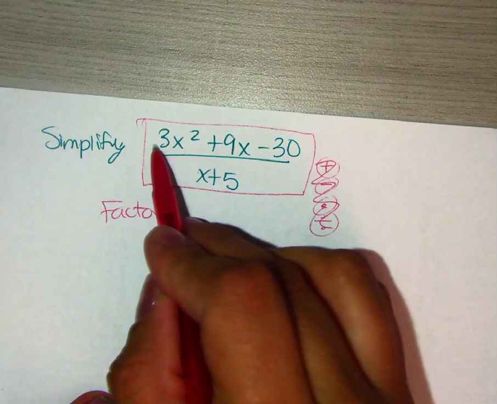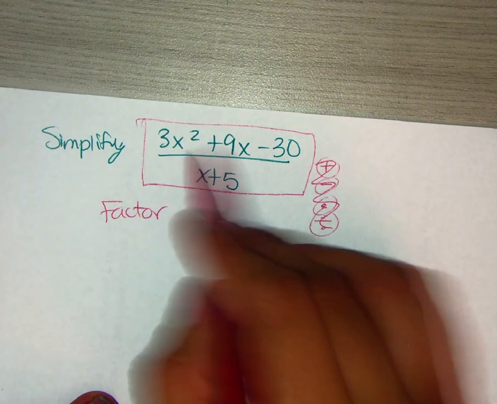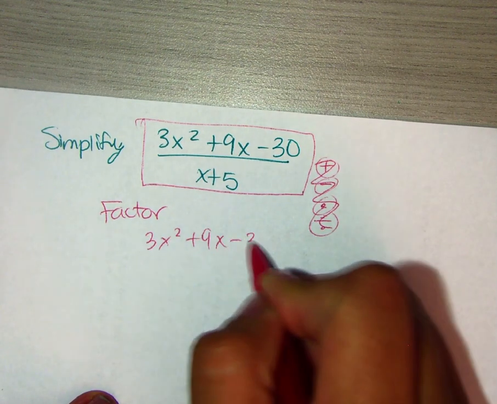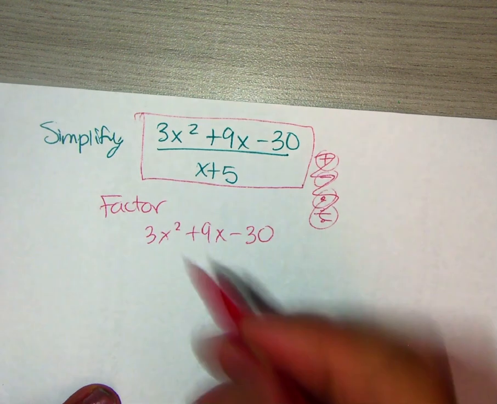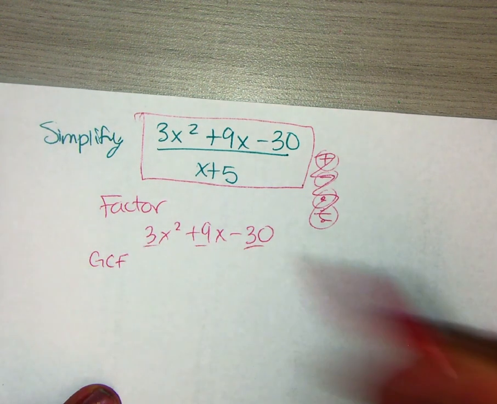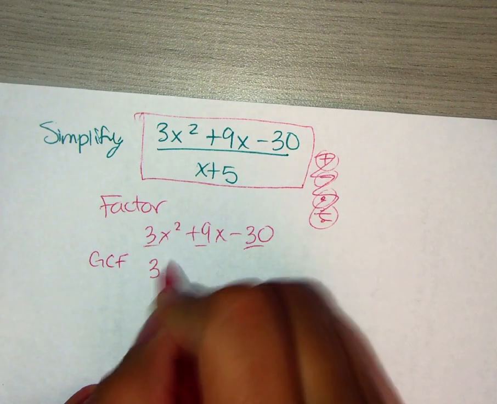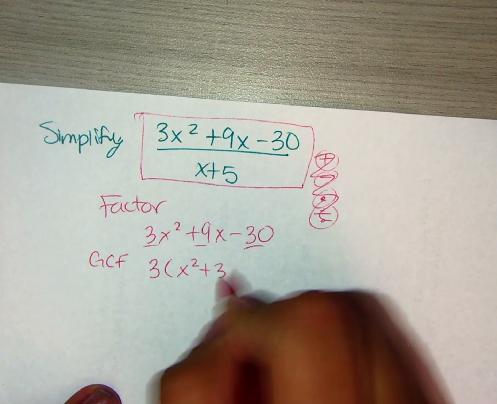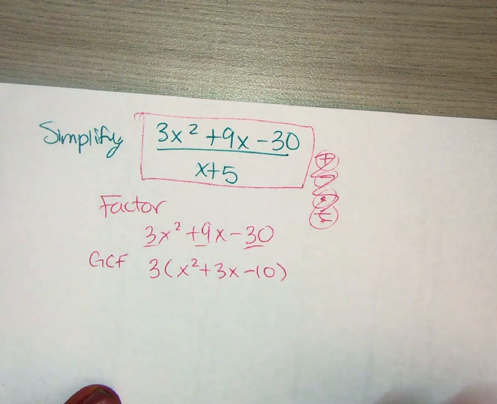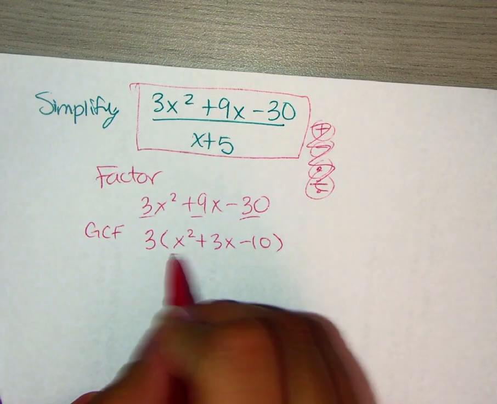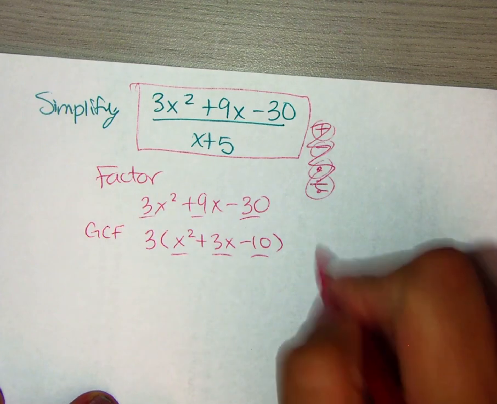And if you notice, the numerator here has a trinomial of 3x squared plus 9x minus 30. And to factor that, we need to start with GCF, which all of these do divide by 3. And that results in 3 times x squared plus 3x minus 10. Then you want to look at this trinomial and factor that trinomial.